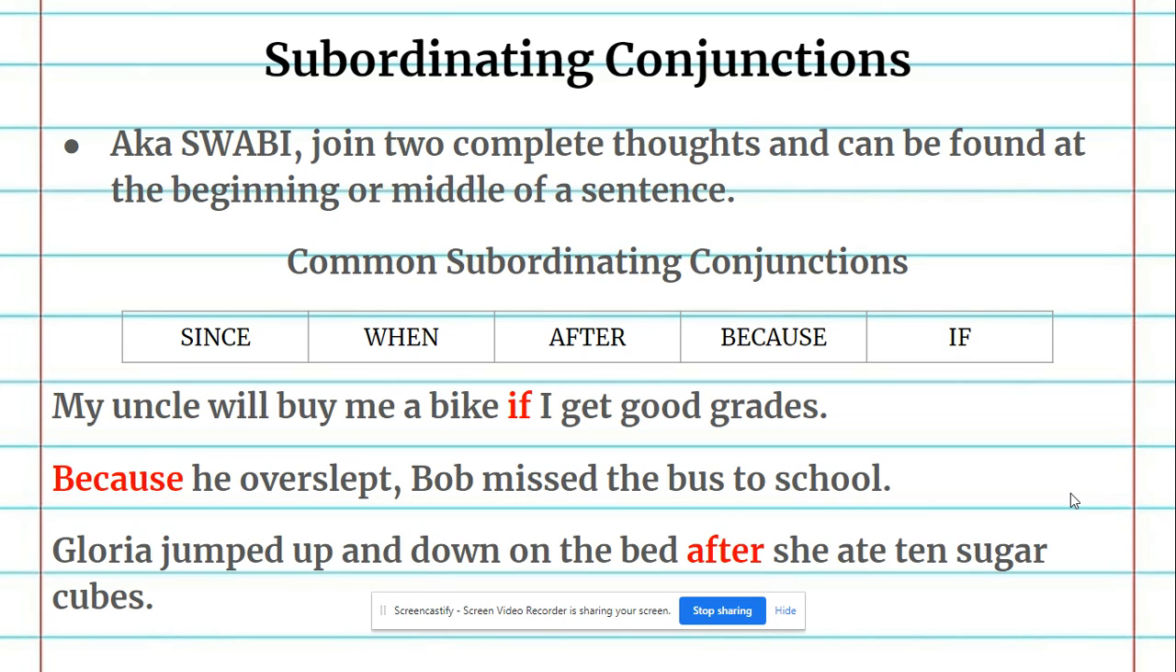Gloria jumped up and down on the bed after she ate 10 sugar cubes. After is a subordinating conjunction, and it is joining the two complete thoughts.